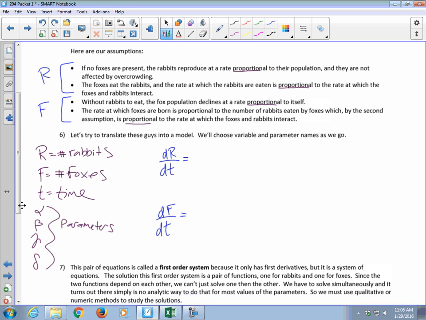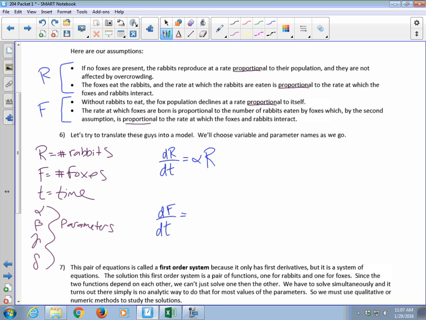All right, so for rabbits, if no foxes are present, the rabbits reproduce at a rate proportional to their population. That's just the Malthusian model. So we'll use our first parameter alpha instead of k that we used before. So alpha r. So this is what happens if there are no foxes. dr dt just changes in proportion to the number of rabbits there are. More rabbits, the faster the population grows.